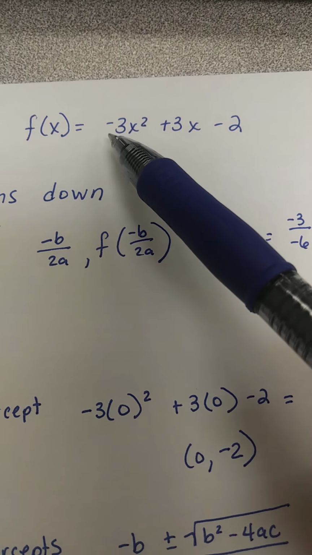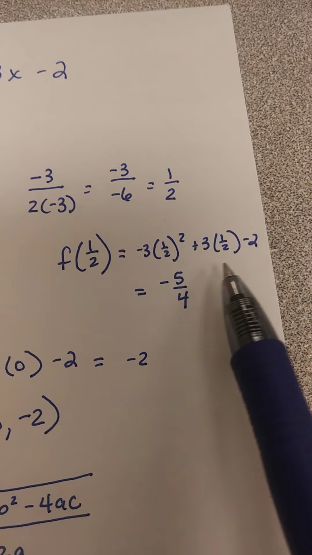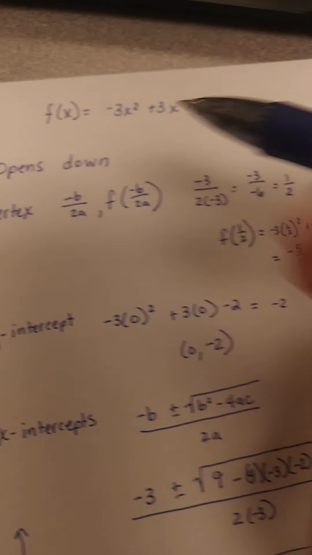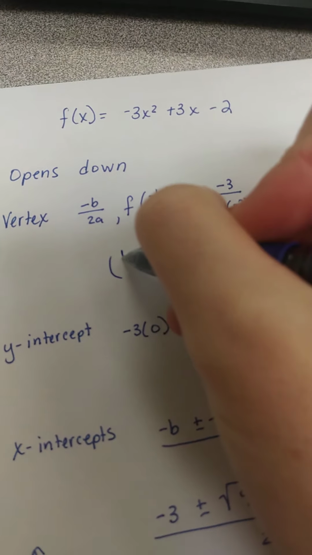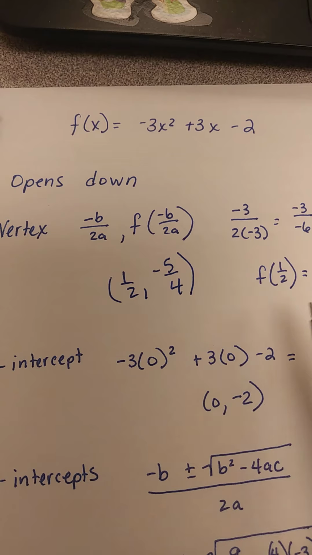To get the other part of the point, I plug in. So I stuck 1/2 into here: negative 3 times 1/2 squared, plus 3 times 1/2 minus 2. I just plugged it in, and this is the answer I got, which means that my vertex, which I didn't neatly write on here, is (1/2, negative 5/4). So it's just a formula and some calculator work.